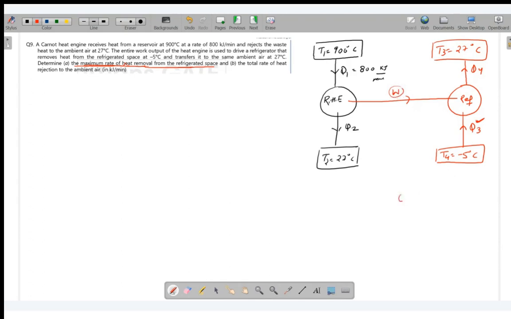Okay, why? Because Q3 plus W is equals to Q4. So if this is maximum, this will automatically be minimum. So you can say minimum work input or you can say maximum heat extracted. It is one and the same thing. And this is reversible. Is it clear to everyone or should I explain it one more time?